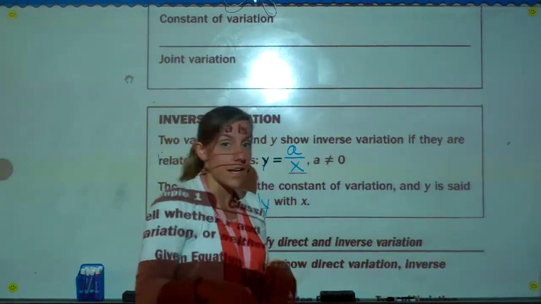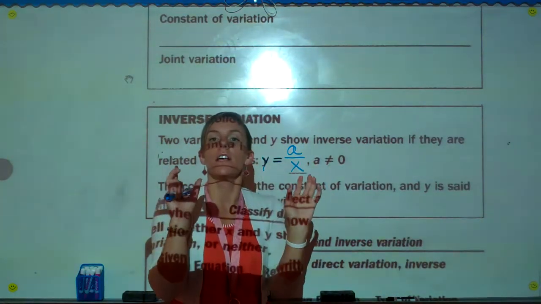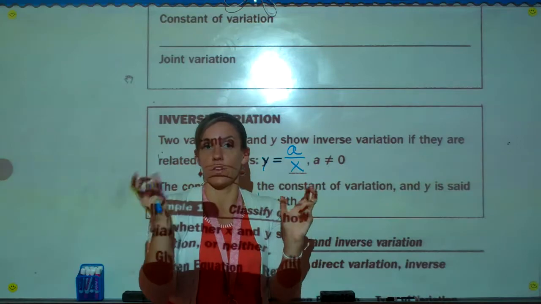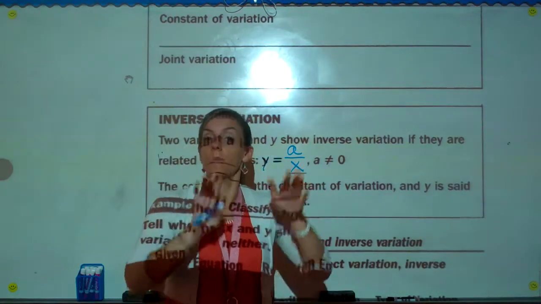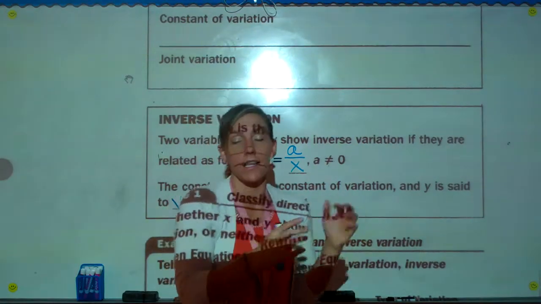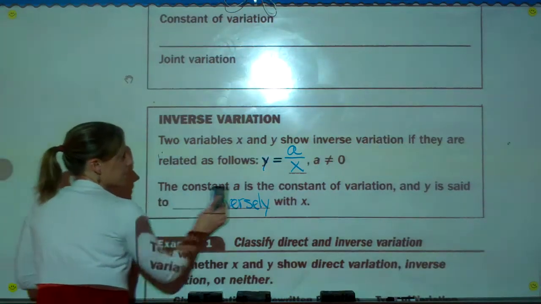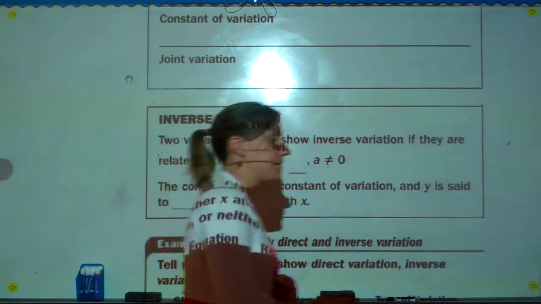Now, I really like the next part because you can see the formulas, the equations for direct and inverse in different ways. So we want to look closely at how the different equations could be written, because then that's how we're going to know what to do. So let's look at that bottom section.